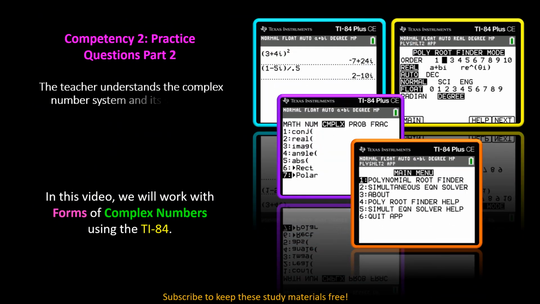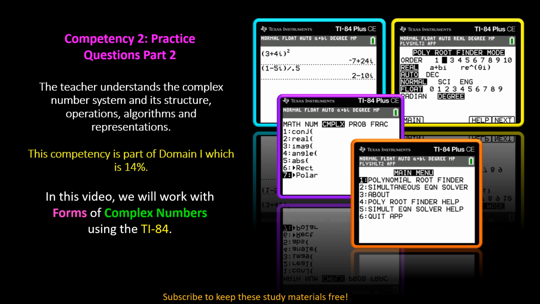Welcome to part 2 of Competency 2. In this video, we will work with the different forms of complex numbers using the TI-84.